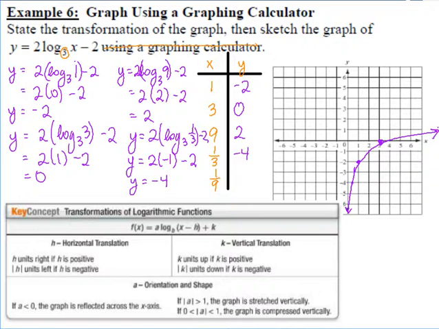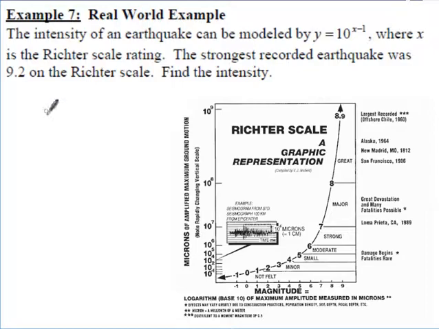Alright, last example. Here you have a Richter scale. If you have different magnitudes, 10 to the negative 1, nothing's felt. 10 to the second, you have minor damage. Between 2 and 3, you have small damage. Between 5 and 6, you have moderate. 6 to 7, you start getting stronger, major, and great.